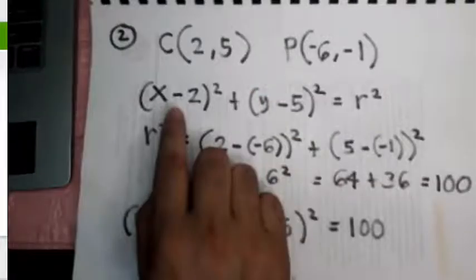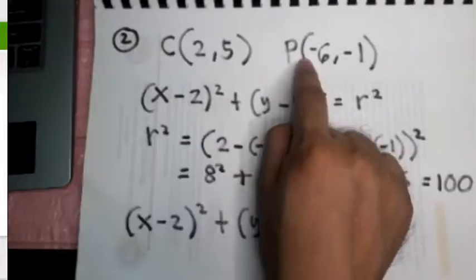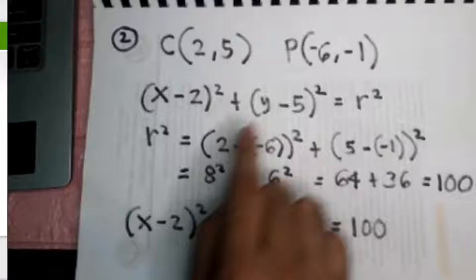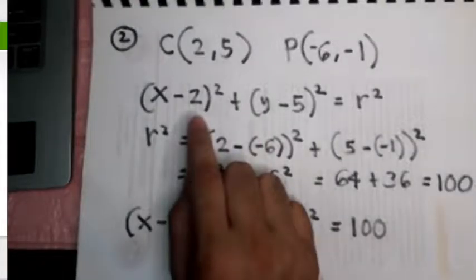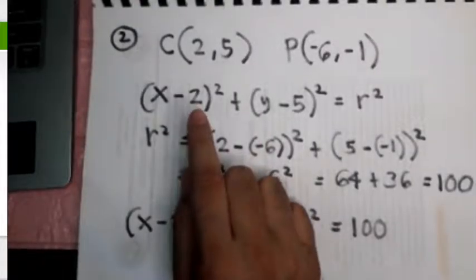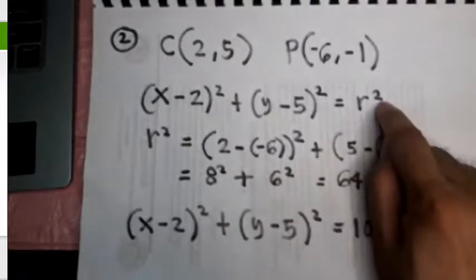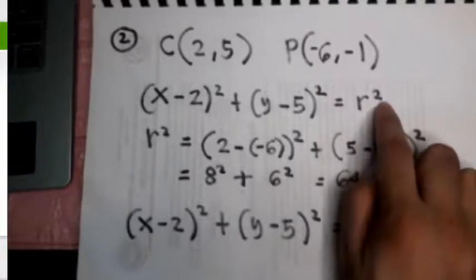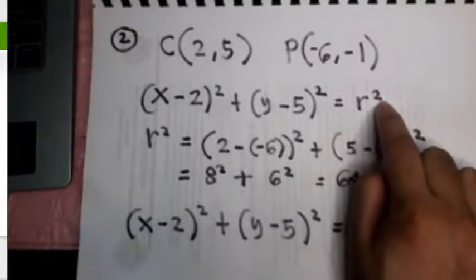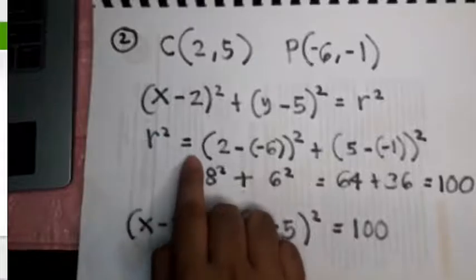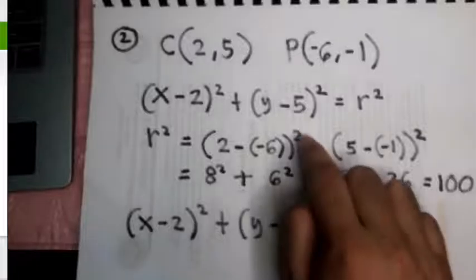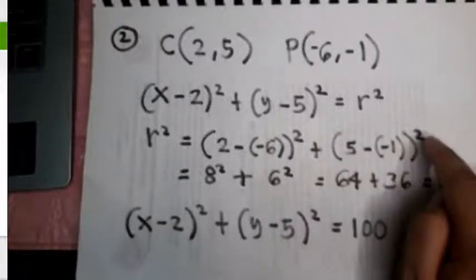How can we compute that? Recall our distance formula. What is the distance formula? Square root of something. But we are not interested in distance. We are interested in distance squared. So we don't need to get the square root because we just need r squared. Okay? R squared is equal to (x1 - x2)² + (y1 - y2)².